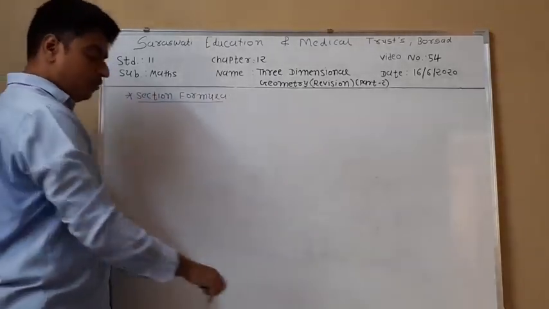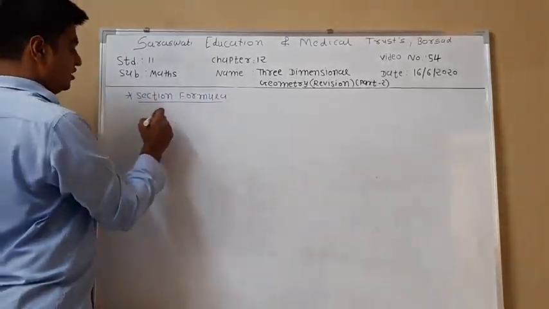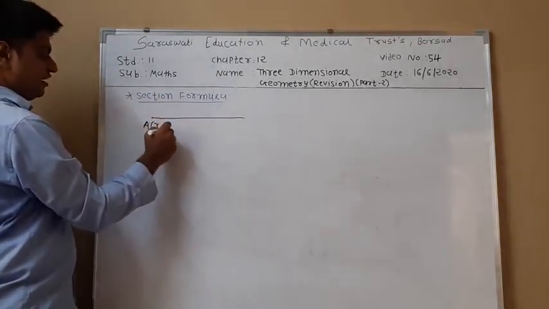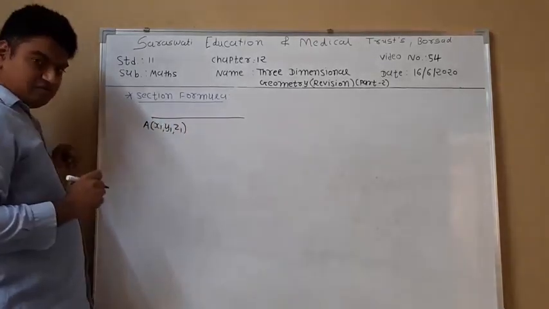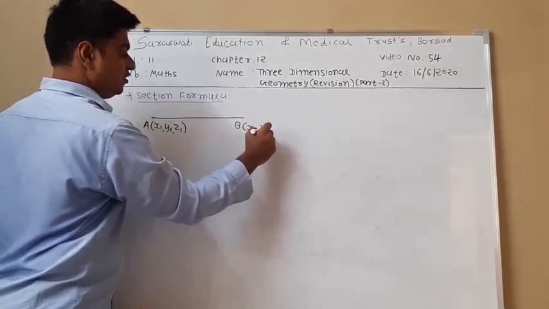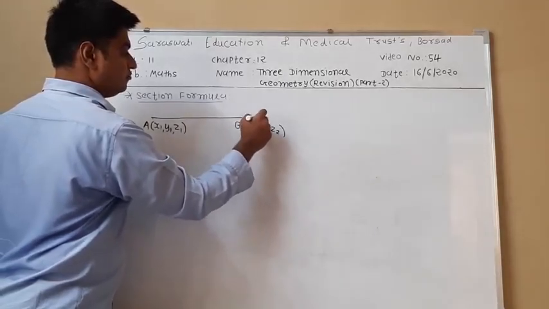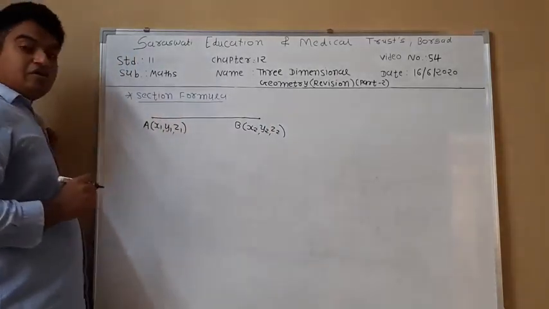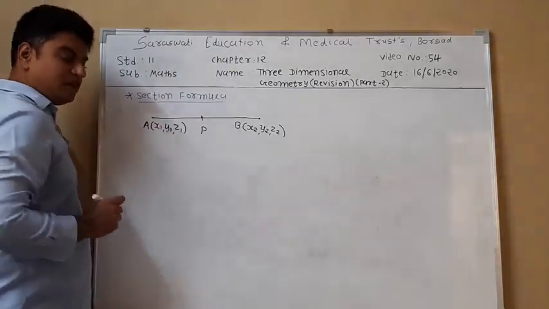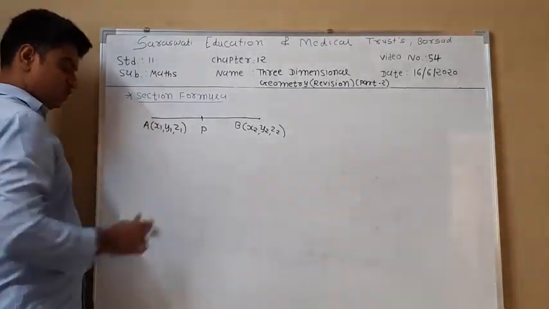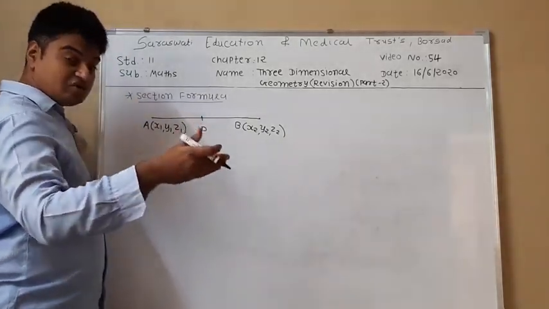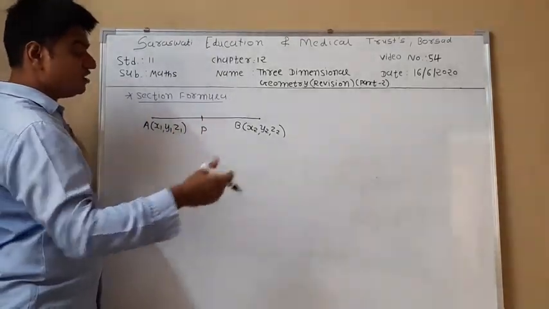Now here two points are present. Suppose A coordinate is given as x1, y1, z1 and B coordinate is given as x2, y2, z2. Now to find the section, meaning to divide this line segment into two parts, we get the ratio m:n. Otherwise we can also say k:1. In both ways we can represent it.